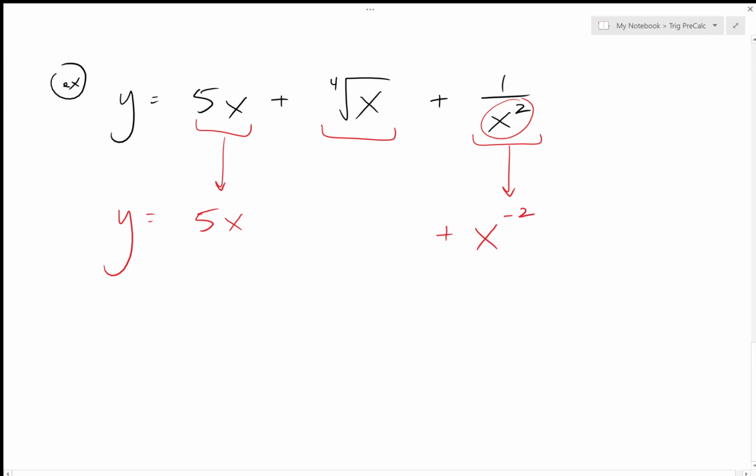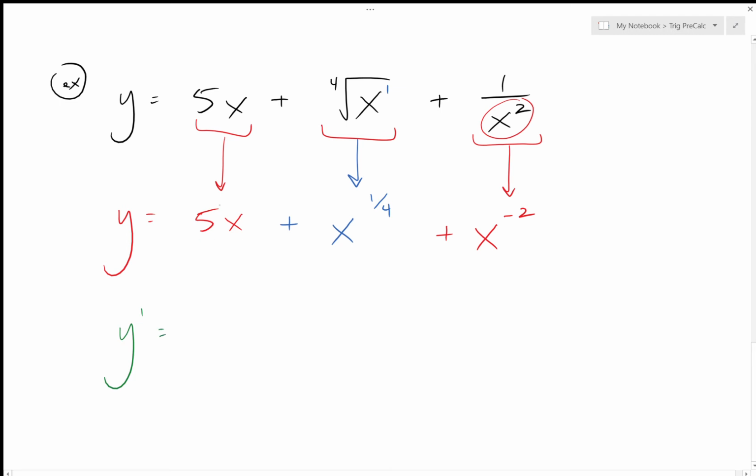Now the one in the middle, we don't like it in radical form, so let's change it to exponential form. If we don't see the number inside, it's a 1. So rewriting this, it's x to the 1/4 power. Remember that 4 moves underneath, becomes the bottom number on the fraction exponent. And now we're ready to take the derivative.